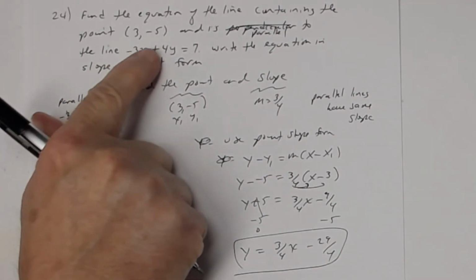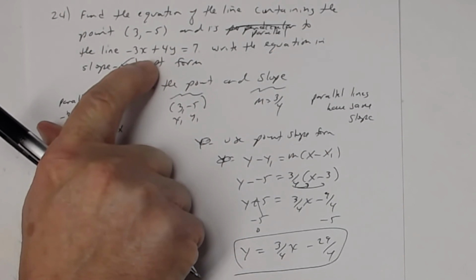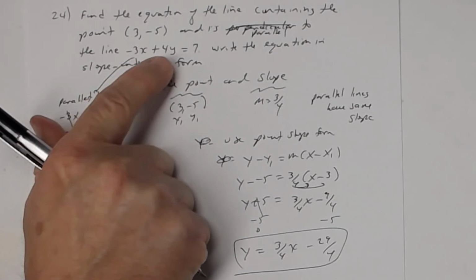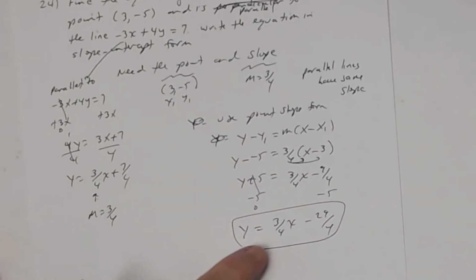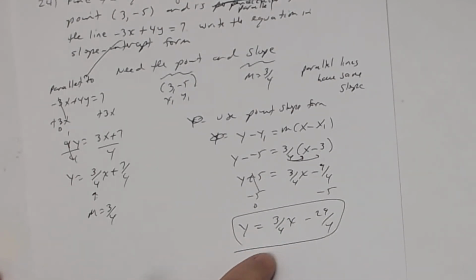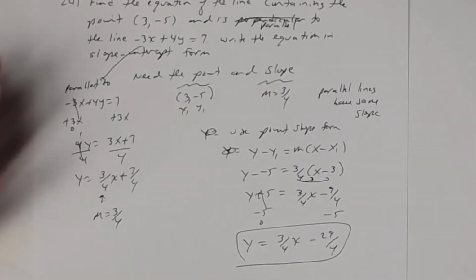So the equation of this line is -3x plus 4y equals 7, and the equation of the line that you're interested in is actually this one. All right, so that's 24.